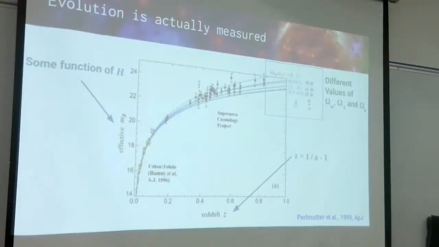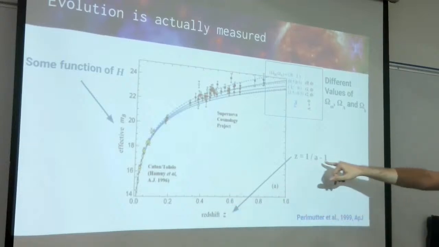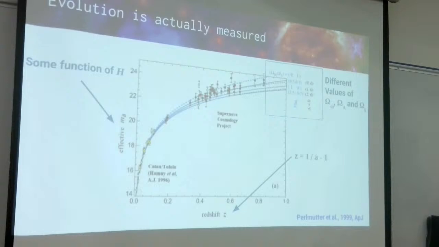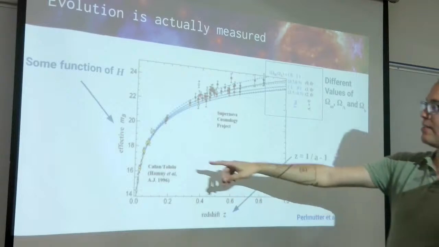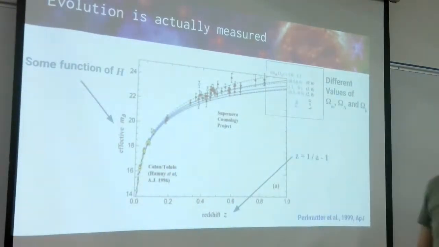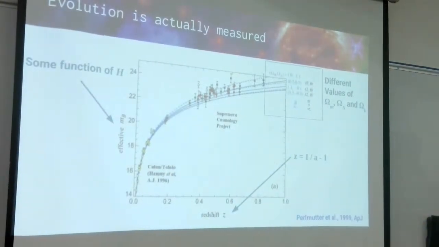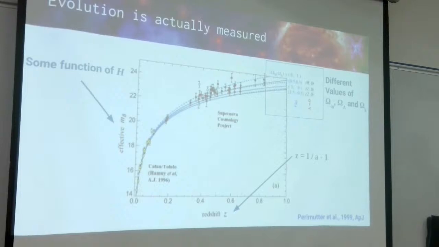So this is now from the 1998 to 1999 paper by Perlmutter. What they did is measure as a function of redshift. Redshift is 1 over a, minus 1. You can measure this easily, how fast things are moving away from us. And this thing here, you can think of it as some sort of function of H, which we can go into the detail of if someone's interested.